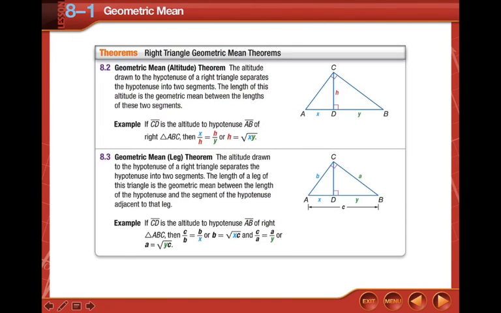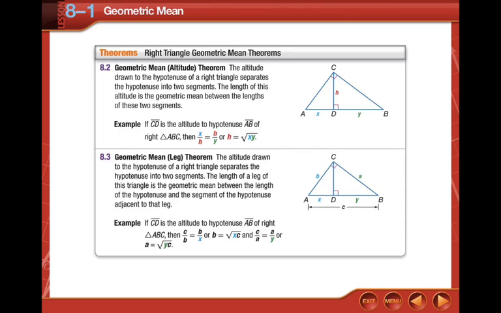Now the next thing we're going to do is take the two things we just did, the geometric mean and the similarity between triangles for an altitude, and apply them together. The geometric mean theorem says the altitude drawn to the hypotenuse of a right triangle separates the hypotenuse into two segments. The length of the altitude is the geometric mean between the lengths of these two segments. And there's also the leg version: the altitude drawn to the hypotenuse separates the hypotenuse into two segments, and the length of a leg of this triangle is the geometric mean between the length of the hypotenuse and the segment of the hypotenuse adjacent to that leg.